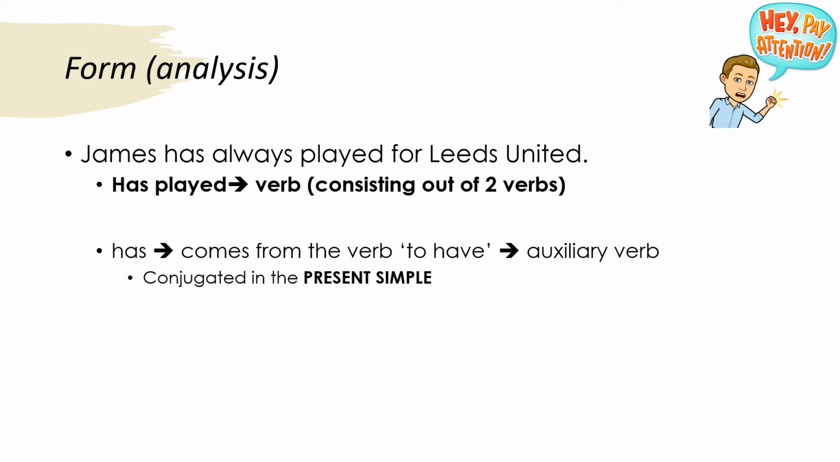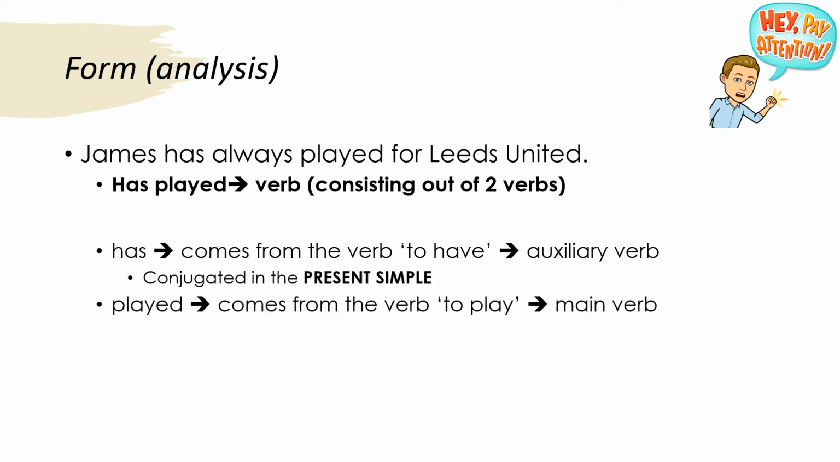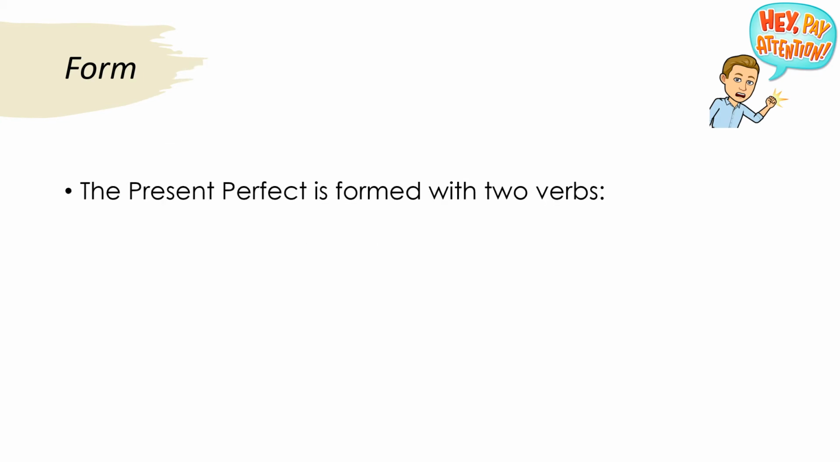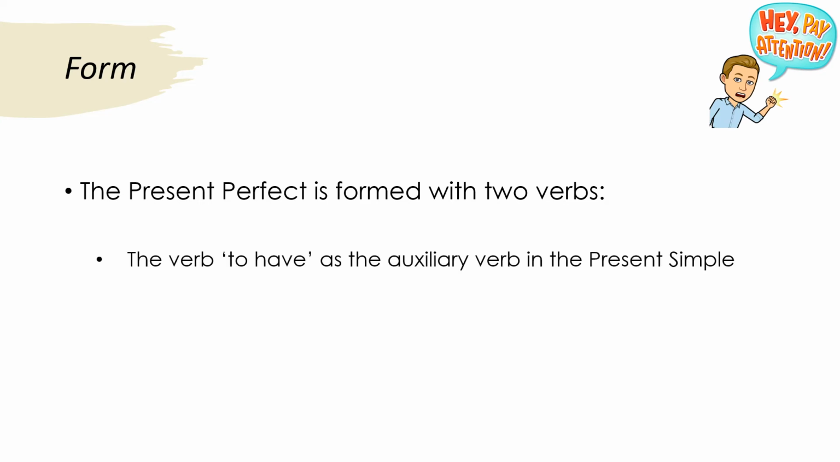The second part here is played. This originates from the verb to play. This part is called the main verb. We use the past participle of the main verb. This brings us to the following conclusion. The present perfect is formed with 2 verbs. The auxiliary verb to have, conjugated in the present simple, and the past participle of the main verb.